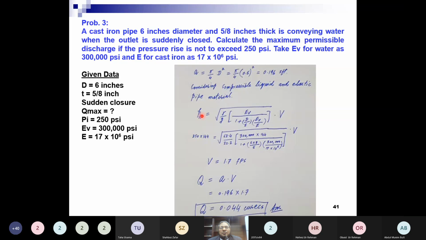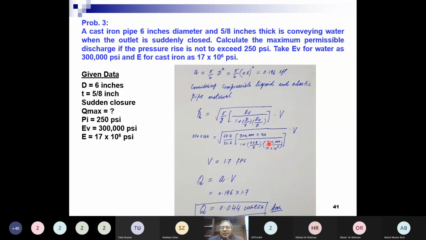So hammer pressure 250 PSI, into 144 to convert it into PSF. And then gamma is this and G value is this and EV is 300,000 PSI multiplied by 144, and 1 plus D. D was how much? 6 inches, and T is 5 over 8 inches. We don't need to convert it into feet because both in numerator and denominator, they are in inches, so ratio doesn't affect.